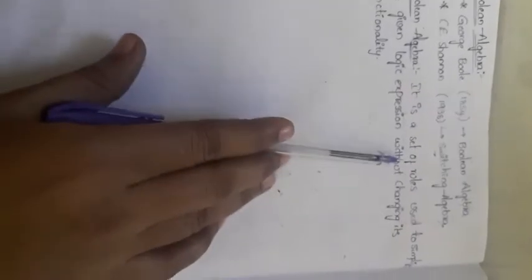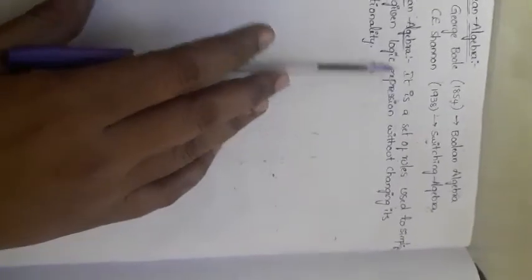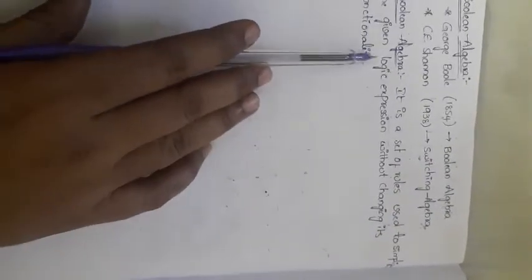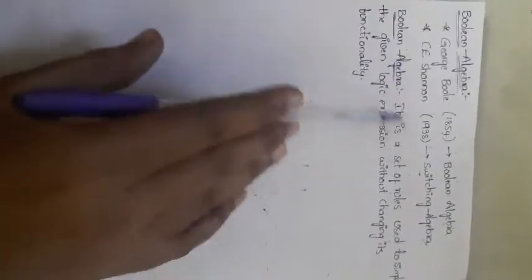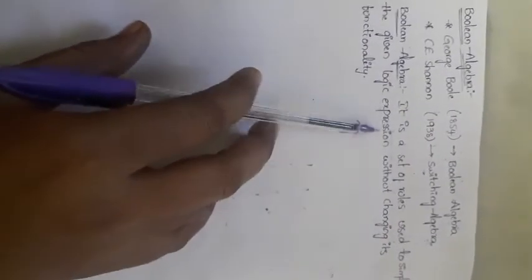What are the rules we are using? We will see what the rules are and how to use them in the next topic. These rules are used to minimize the logic expression or define the logic expression. By using the rules of Boolean algebra, we can minimize the expression or define that logic expression.